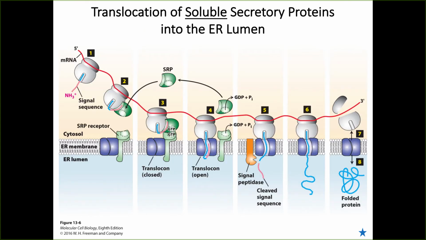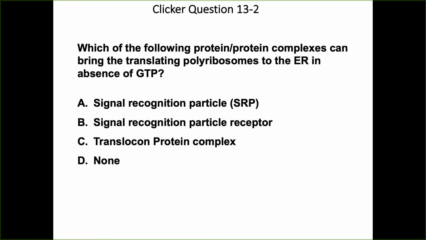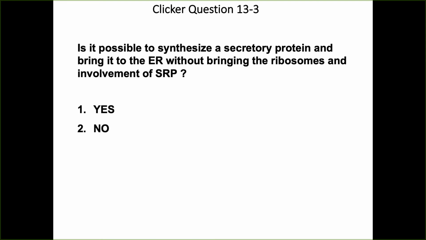On the other hand, in yeast, there is no specific protein bringing that protein. The signal sequence finds the translocon by itself, and that helps the movement of the protein. So GTP is not involved, and none is the correct answer. All right. So next question. Is it possible to synthesize a secretory protein and bring it to the ER without bringing the ribosomes and involvement of SRP?